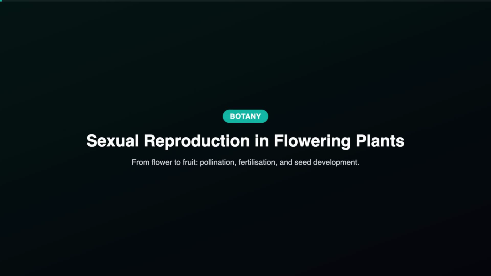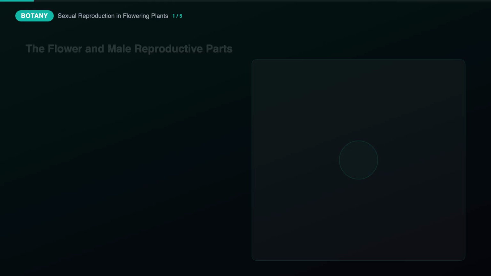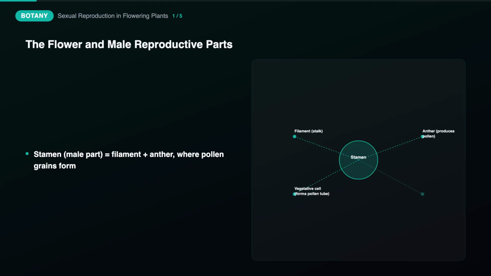Welcome back. Sexual reproduction in flowering plants is packed with precise vocabulary and processes that show up constantly in NEET, from pollen formation to the unique process of double fertilization. In this video, we'll walk through the male and female reproductive structures, pollination, the remarkable process of double fertilization, and how the fertilized flower develops into a fruit and seed. Let's get started. The flower is the reproductive structure of angiosperms.